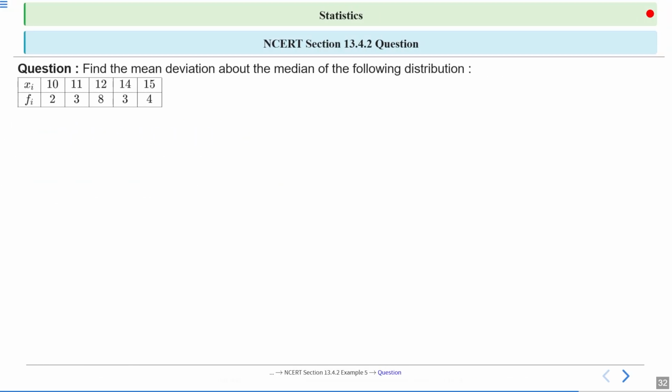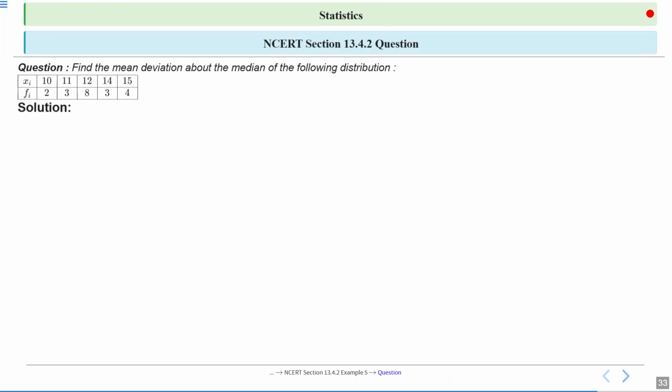Now look at this question. In this question, we have to find the mean deviation about the median of the following distribution. Okay. So in this table, in first row, we have the values of x_i and they are 10, 11, 12, 14 and 15. And in second row, we have the values of the corresponding frequencies f_i. They are 2, 3, 8, 3, 4. Okay. So we have to find the mean deviation about the median of the following distribution. So let's solve this question.